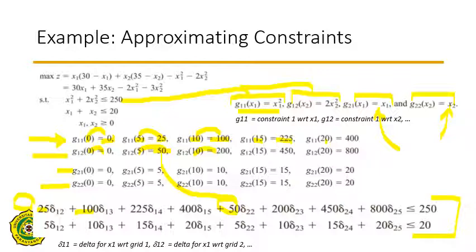So the index may be quite confusing, but remember that delta is always the first index. For example, delta 2,3 means delta for x2 at grid point 3. So regardless of which constraint we are talking about, whenever it is talking about the variable x2, grid point 3, the delta is always delta 2,3.